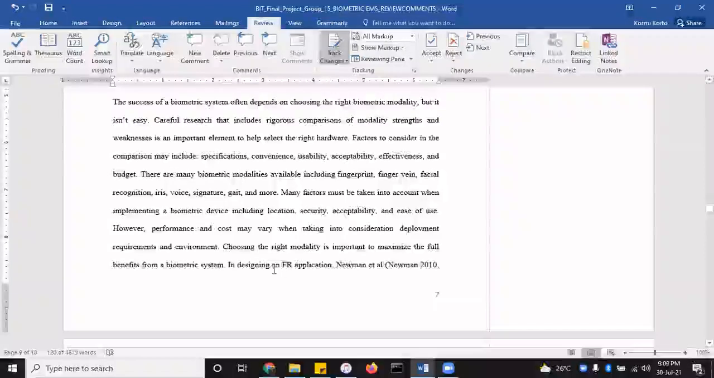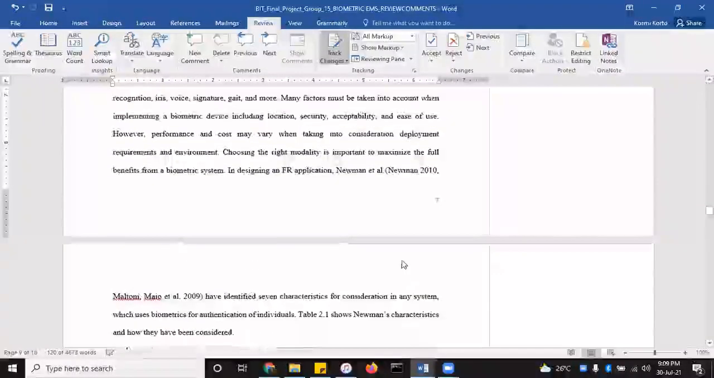In designing an RF application, according to Newman... According to this, that's a reference over there, which is not done properly. I think it's supposed to be Newman.